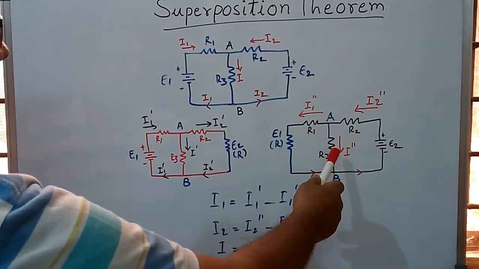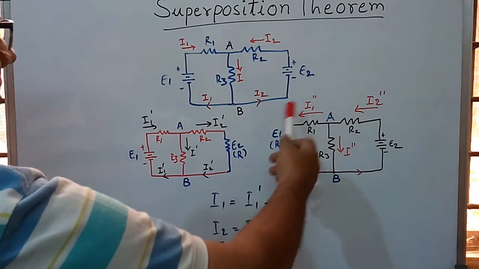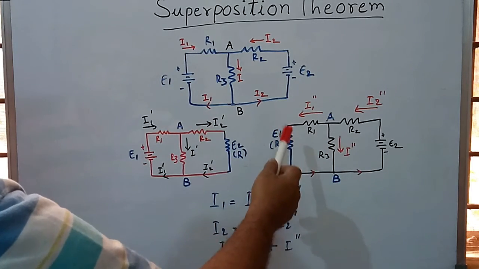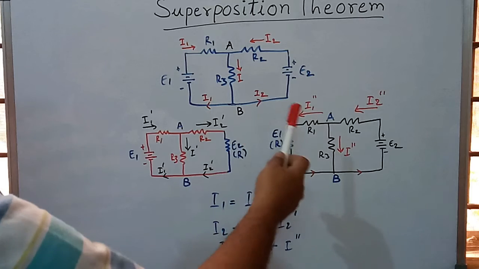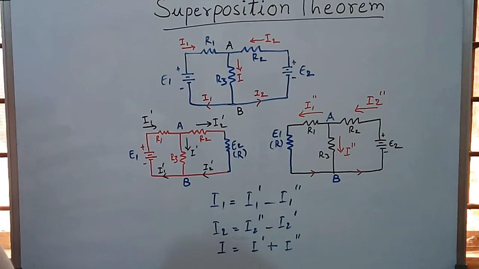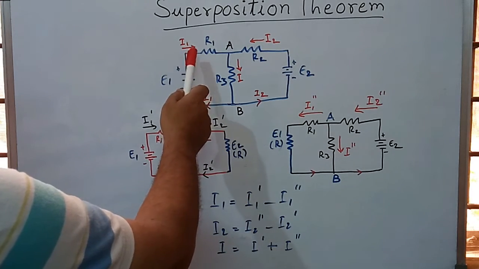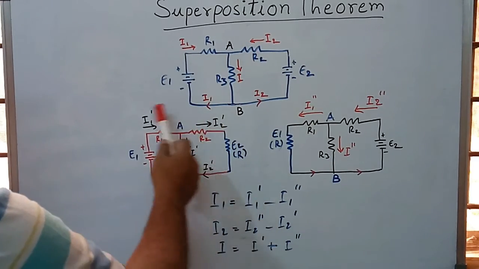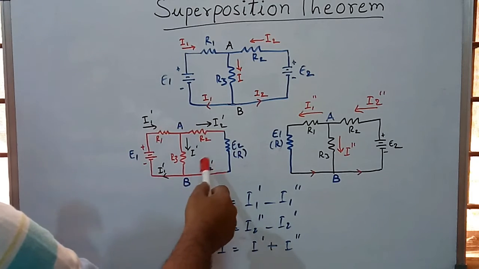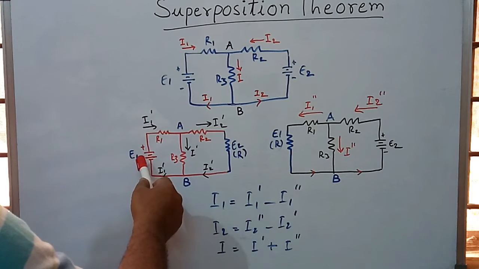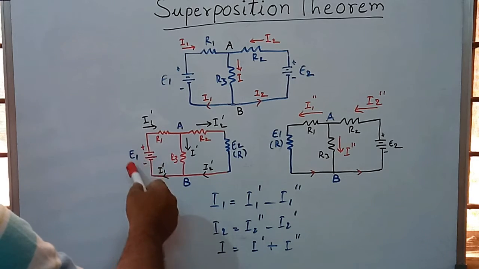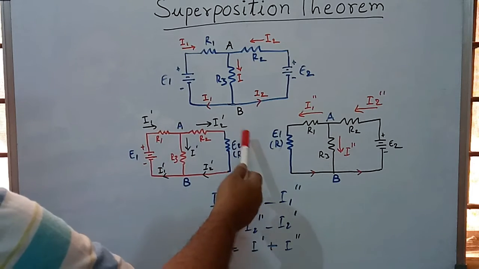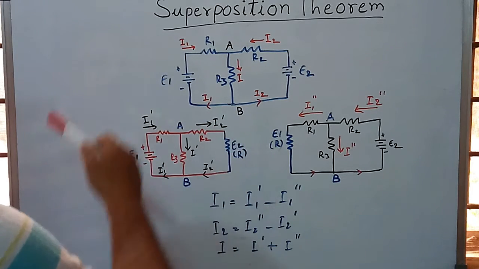In the next diagram, E2 is acting on this network and E1 is replaced with its internal resistance, and the currents are calculated. The currents which flow in the network are the algebraic sum of the currents which would flow when each independent voltage source is acting on the network, leaving the other with its internal resistance.